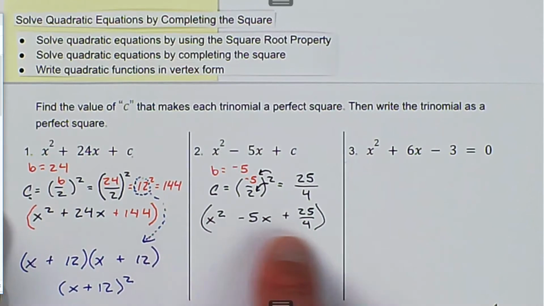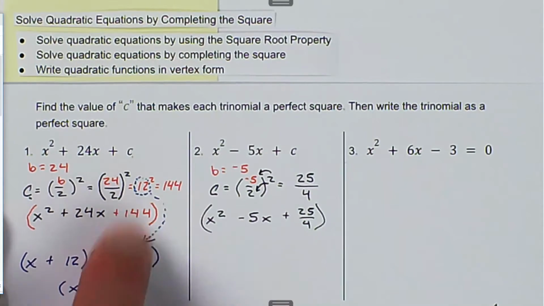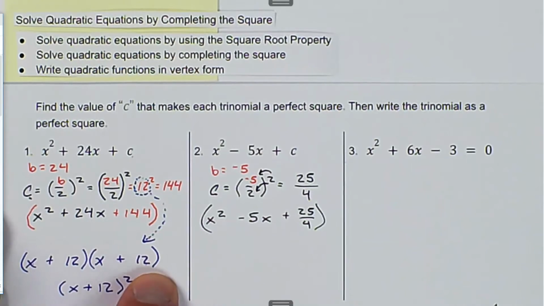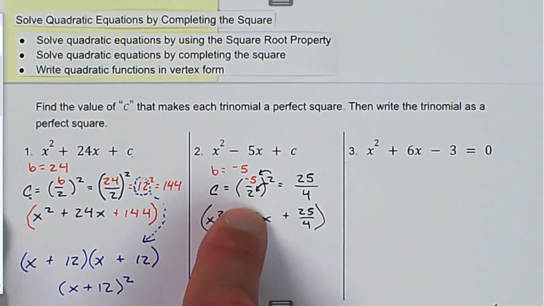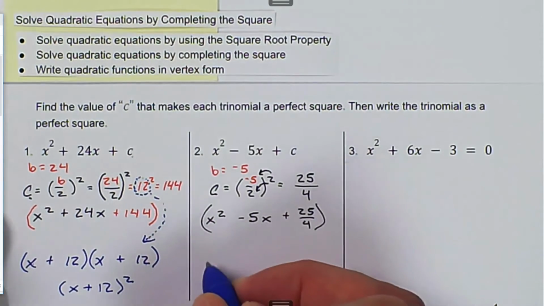Now we want to write this in the factored form. Remember, the factored form is just whatever that value is going to be squared, that goes in there. And it looks a little complicated because it's a fraction, but that's the value that's going to make this a perfect square.